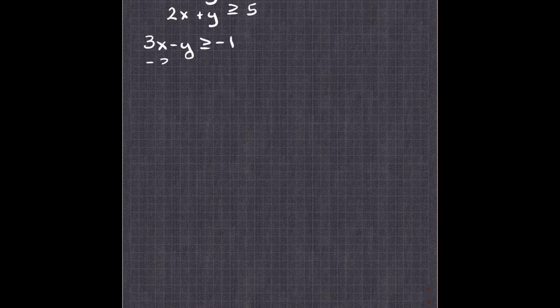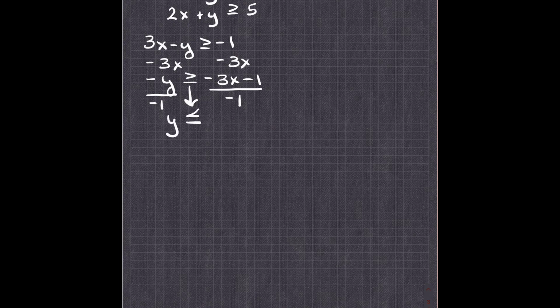So if I subtract 3x from both sides, then I will have negative y is greater than or equal to negative 3x minus 1. I have this negative 1, which is an issue. So if I divide both sides by negative 1, I need to flip my sign. Remember that? And so I would get a positive y is less than or equal to 3x plus 1. So we're actually going to graph this one.